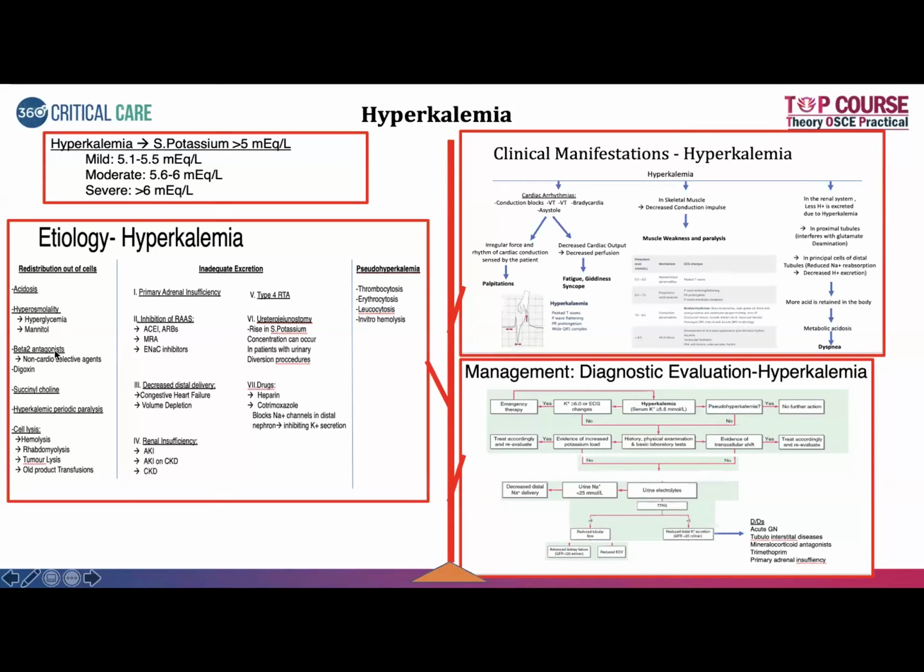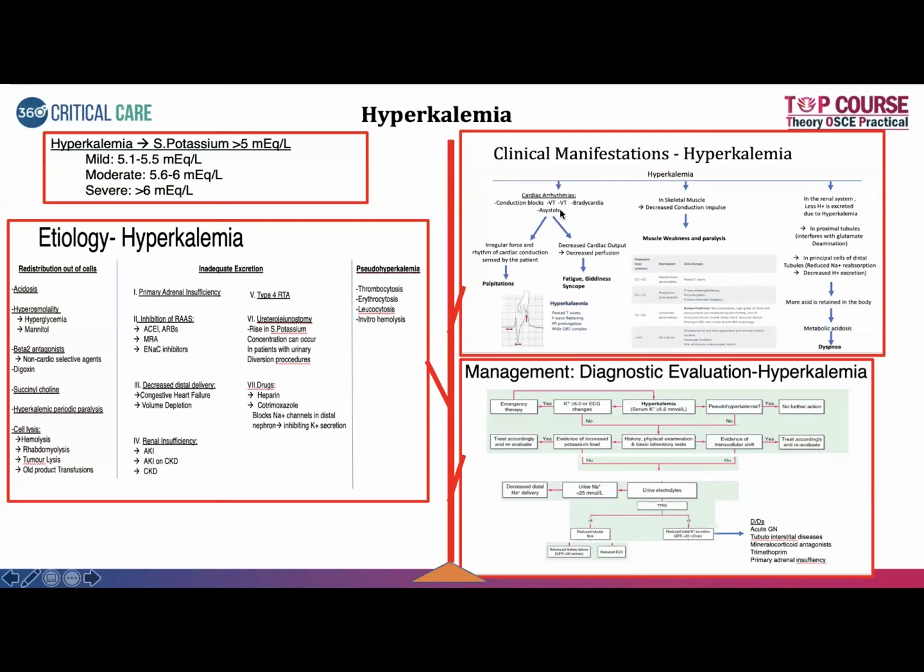hyperglycemia, mannitol, beta-2 antagonists, succinylcholine, hyperkalemic periodic paralysis, cell lysis, okay, hemolysis, rhabdomyolysis, tumor lysis syndrome, and blood product transfusions. Drugs like ACE inhibitors, ARBs, again amiloride, spironolactone, all these things can cause renal insufficiency, AKI or CKD, type 4 RTA, and drugs like heparin, cotrimoxazole. So these are the main etiological factors for hyperkalemia.